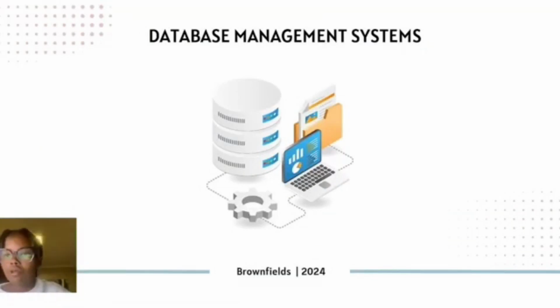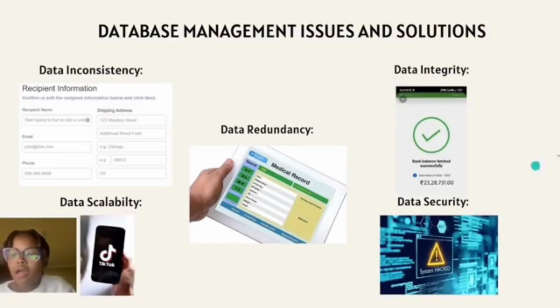For database management systems, we will start with the problems that are represented by database management issues, and here are some of the common database management issues. With data inconsistency, the problem is that it occurs when different versions of the same data exist across multiple databases or systems, leading to confusion or errors. And then there's data redundancy, which involves storing the same data in multiple locations, which can waste storage space and lead to inconsistencies.